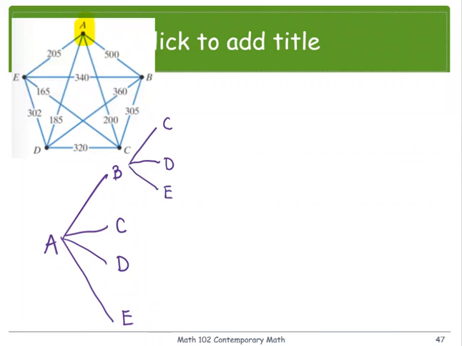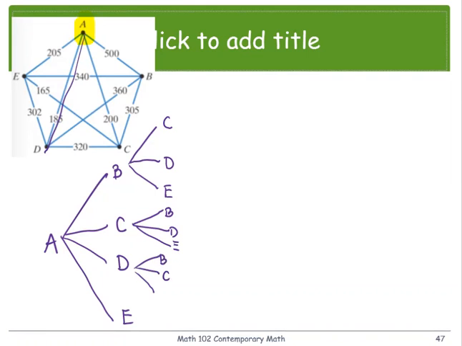You see branches that come out. Similarly, for A to C, you could go from C to B, to D, or to E. In the same manner, A to D, and then D could go to city B, city C, or city E. So make branches based on the diagram provided. For A to E, the next city could be B, or C, or D.